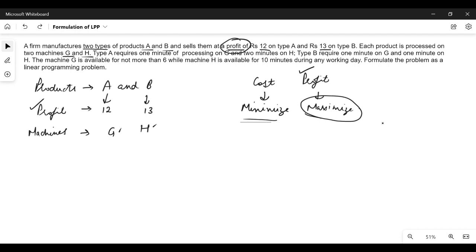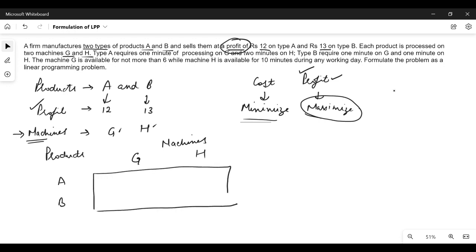Now in order to simplify this statement, we will make a table. First of all, the profit is given for what? It is given for type A and type B products, right? So we will take products as A and B. And the next thing, apart from product, is that machines are given. So two types of machines are given. We write product in column form and machine in row form so that we are able to formulate a matrix of 2 by 2 in this way.